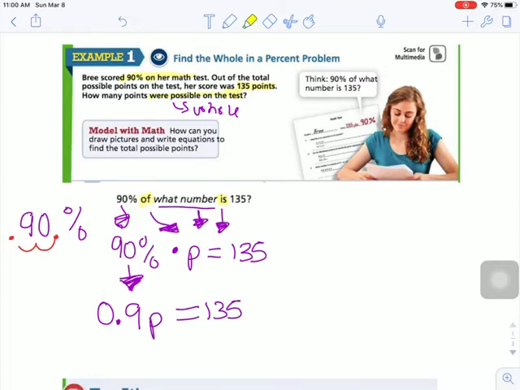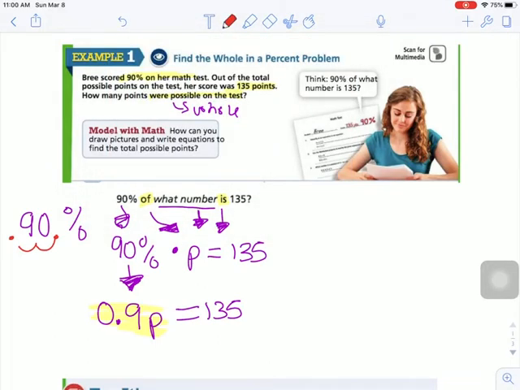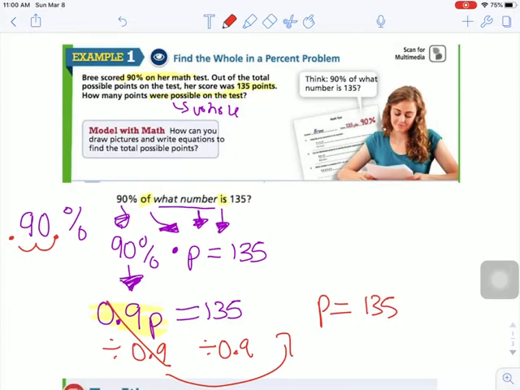So I want you guys to think about, we have multiplication here. Think about our one-step equation. How do we undo multiplication? What operation do we have to use? So we need to divide here. So we're going to divide by 0.9 on both sides. These will cancel out. I'm going to move this over here so I can have some more space. So I'm going to have P is equal to 135 divided by 0.9.